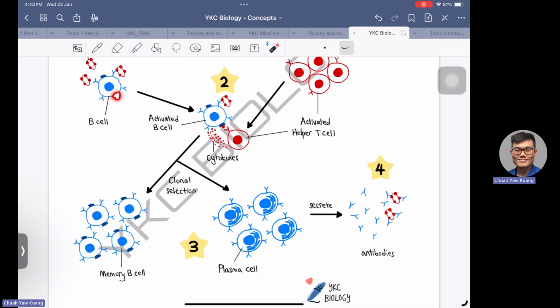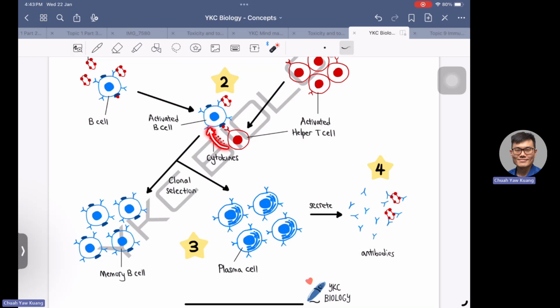Since this B cell can act as the antigen presenting cell, that means this B cell will also have the class 2 MHC molecule on its surface. So this antigen will be presented on the class 2 MHC of the B cell. The activated helper T cell will recognize the antigen being presented by this activated B cell, and after that, it is going to release the cytokine.